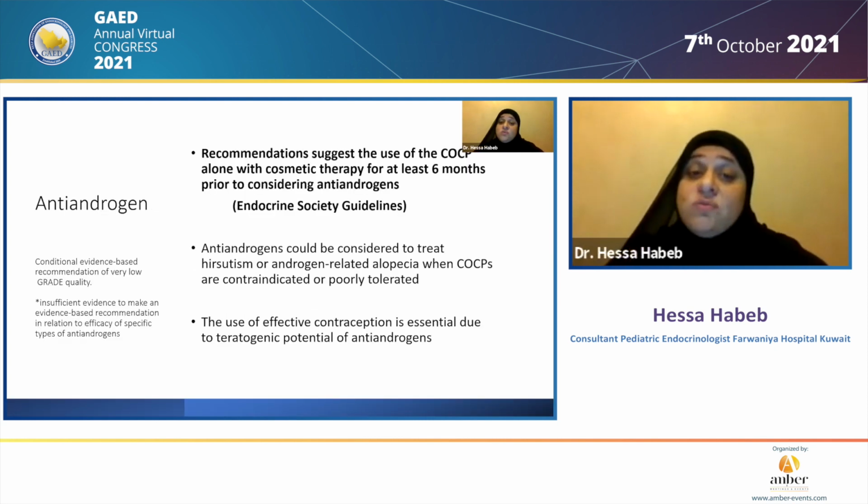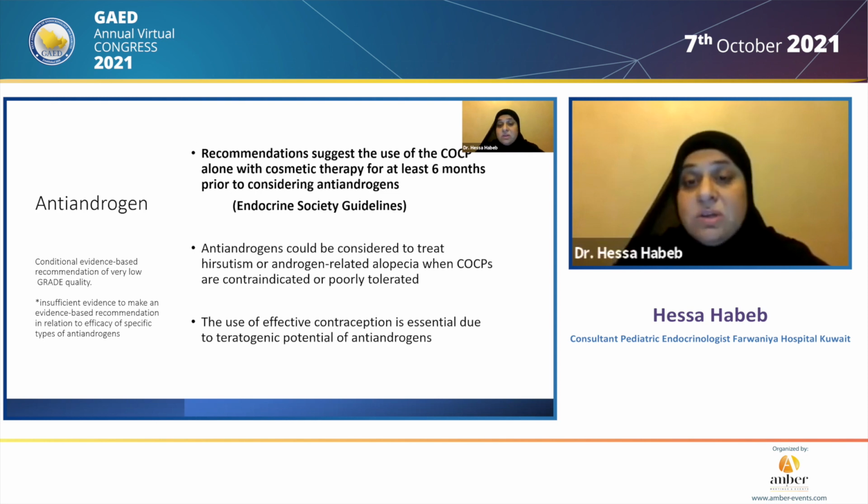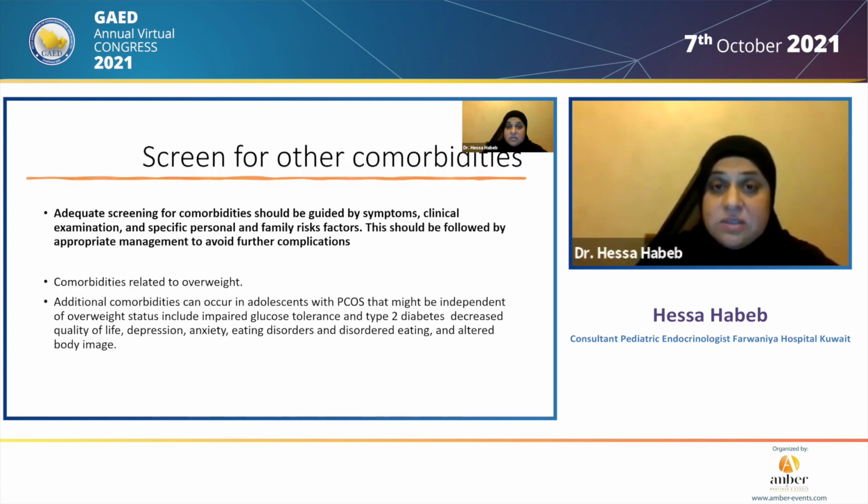Recommendations suggest the use of OCPs, combined oral contraceptive pills, alone or with somatic therapy for at least 6 months before considering any anti-androgen use, and this is by the international evidence and also endorsed by the Endocrine Society guidelines. Anti-androgens could be considered to treat hirsutism or androgen-related alopecia when the OCPs are contraindicated or poorly tolerated. And the use of effective contraception is essential to be addressed and informed to avoid any teratogenic side effects.